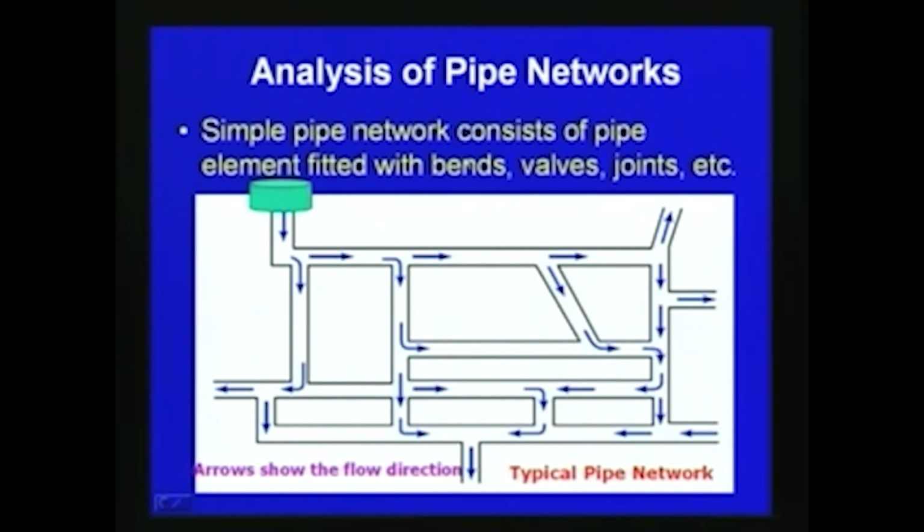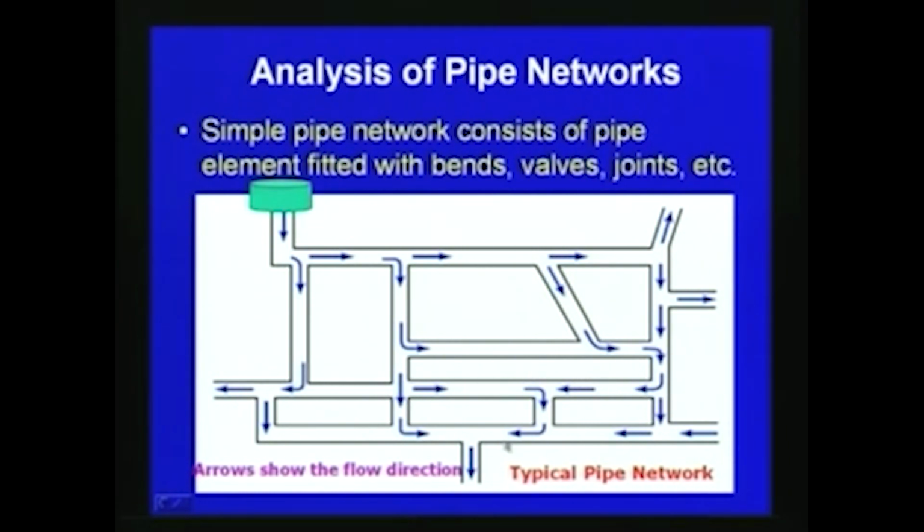A simple pipe network consists of pipe elements fitted with bends, valves, joints, and a number of pipes. Wherever pipes are joining, that junction is called a node. We will have a number of nodes like this: one node, a second node, and so on. We can also have a loop; this is a typical loop, and this is another loop. We can have a number of loops like this. This figure shows a typical pipe network.